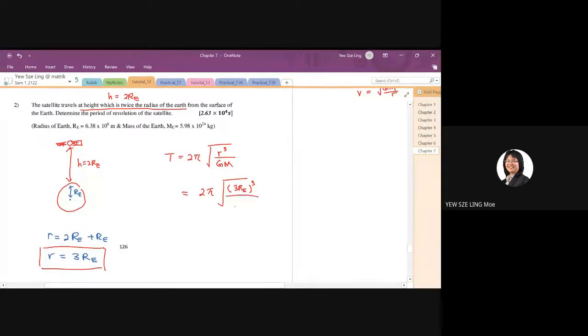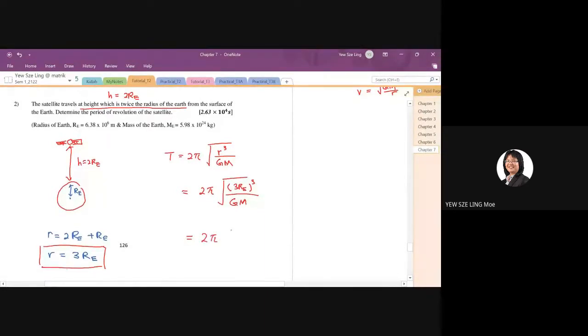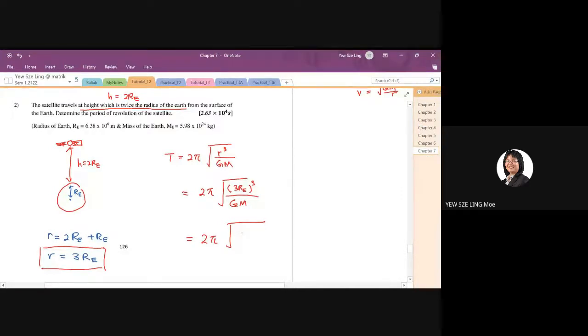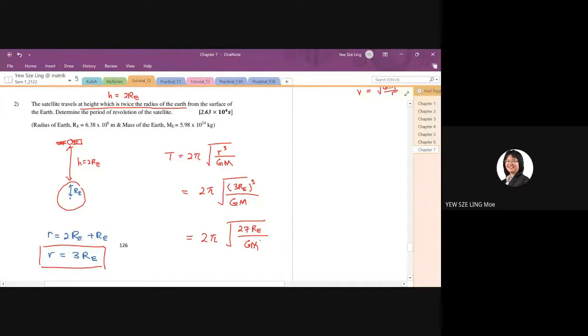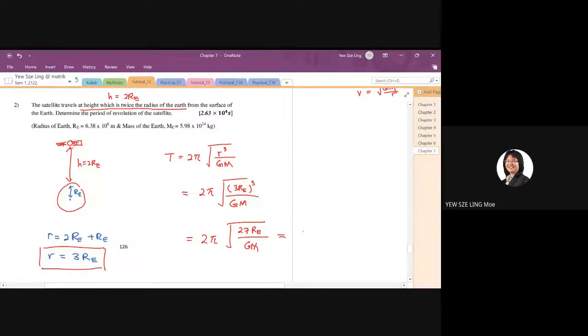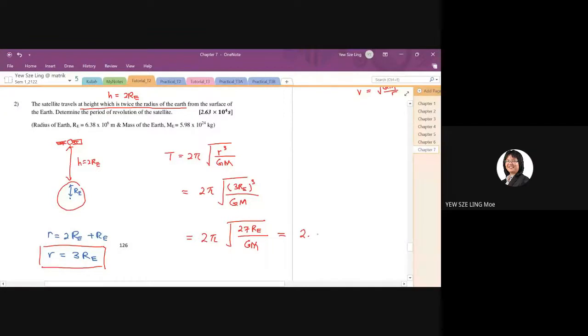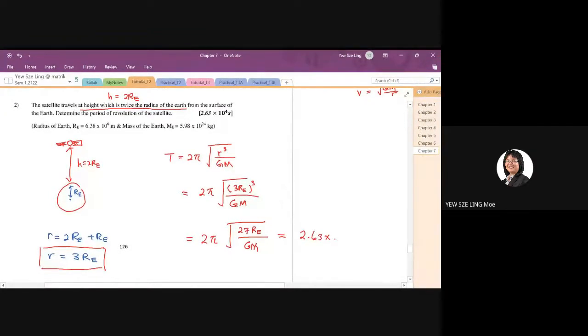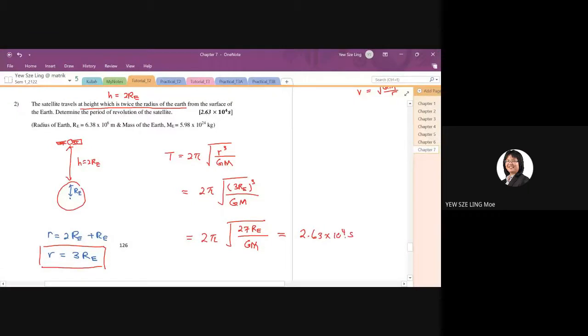So over GM, which is then equals to 2 pi square root. Now, if you cube 3, then we have 27 RE cubed over GM. Okay, 27 RE cubed over GM. So from here, you can then obtain the value 2.63 times 10 to the power of 4 second. Okay, so that is the answer.